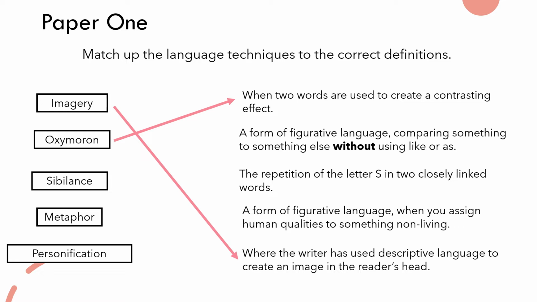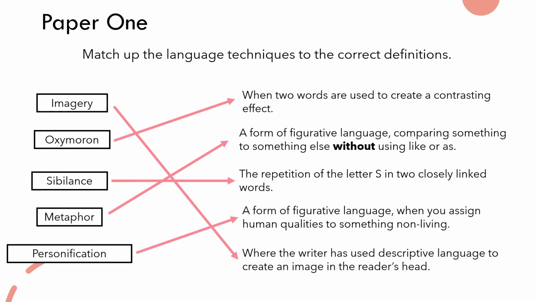Number 3 is sibilance. Now a lot of people get this confused with alliteration, and it is kind of the same as alliteration, but more specifically, alliteration is where you use repetition of the same sound more than once, whereas sibilance is specifically where you're repeating the letter S in 2 closely linked words. The next one is metaphor. This is a form of figurative language comparing something to something else without using like or as. And finally, we have personification, which of course is a form of figurative language where you assign human qualities to something non-living.